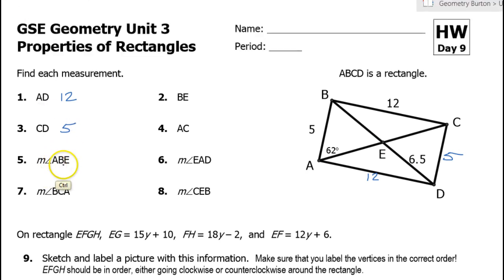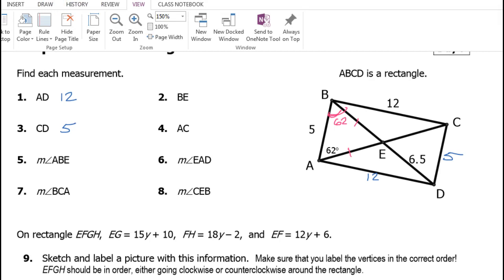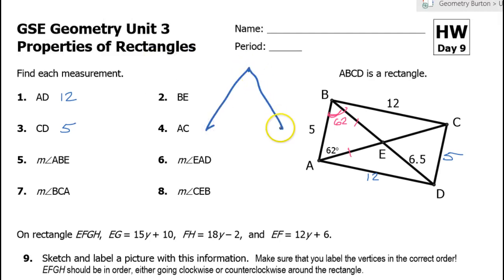All right, what about the measure of angle ABE? That's this angle right here. What is this going to be? That is going to end up being 62 degrees. When you have a rectangle, these diagonals are forming isosceles triangles. If you have an isosceles triangle, it means that two of the sides are congruent. Then I've got two angles that are congruent as well. These are called the base angles. And the base angles of an isosceles triangle are always congruent.